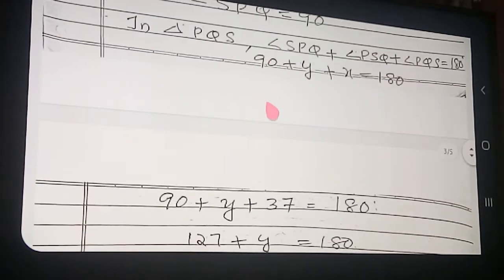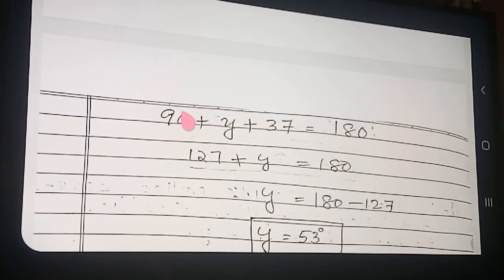So next page you see. 90 plus Y plus 37 is equal to 180. Sorry, 90 plus 37, how much is coming? 127. 127 plus Y is equal to 180. Therefore, Y is equal to 180 minus 127. 180 minus 127, how much will you get? 53. So, you got the value of X and Y both.